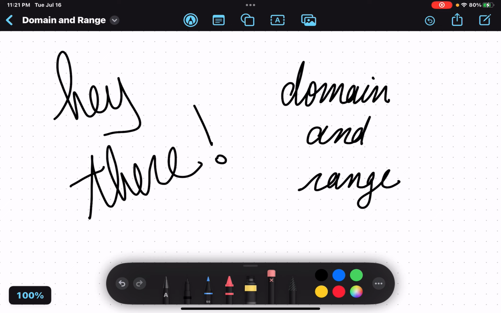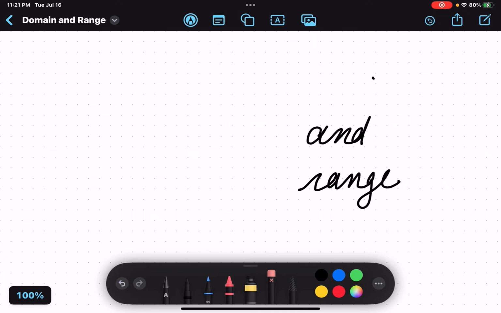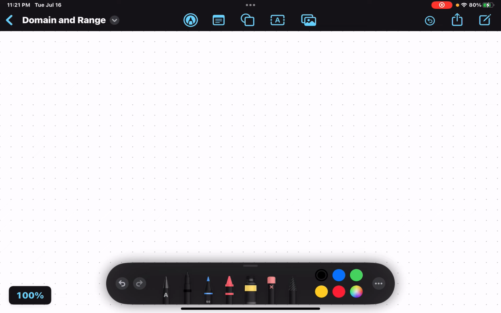In this video, I will be going over the domain and range of a graph. Let's get started. So, domain and range are used to describe the points in a graph, and by looking at the domain and range, you get a good sense of what the graph might look like or to what extent it goes. So, let's start with domain.